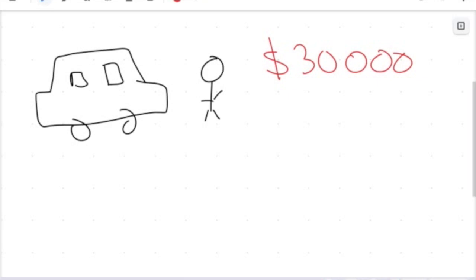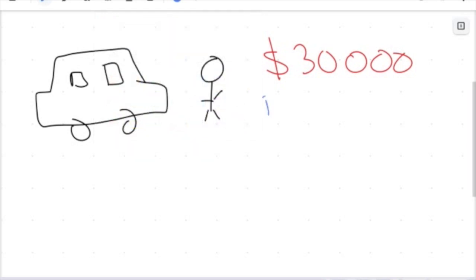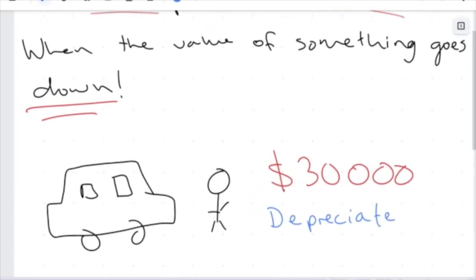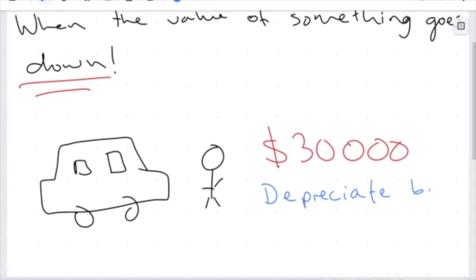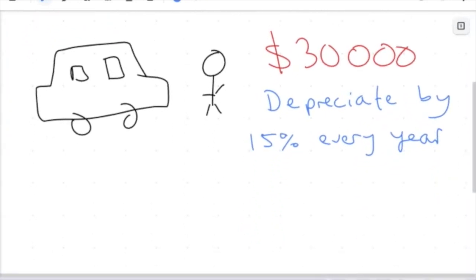It depreciates. Now, most commonly with cars, these depreciate by 15% every year. Now, let's look at this in the context of a question.